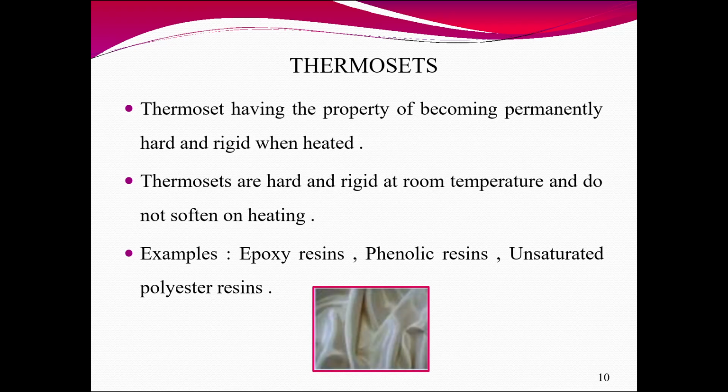And thermosetting plastics have the property of becoming permanently hard. Once we heat them, they become hard and rigid. Thermosettings are hard and rigid at room temperature, and they do not soften on heating. Examples of this case are epoxy resin, phenolic resin, unsaturated polyester resins, etc.